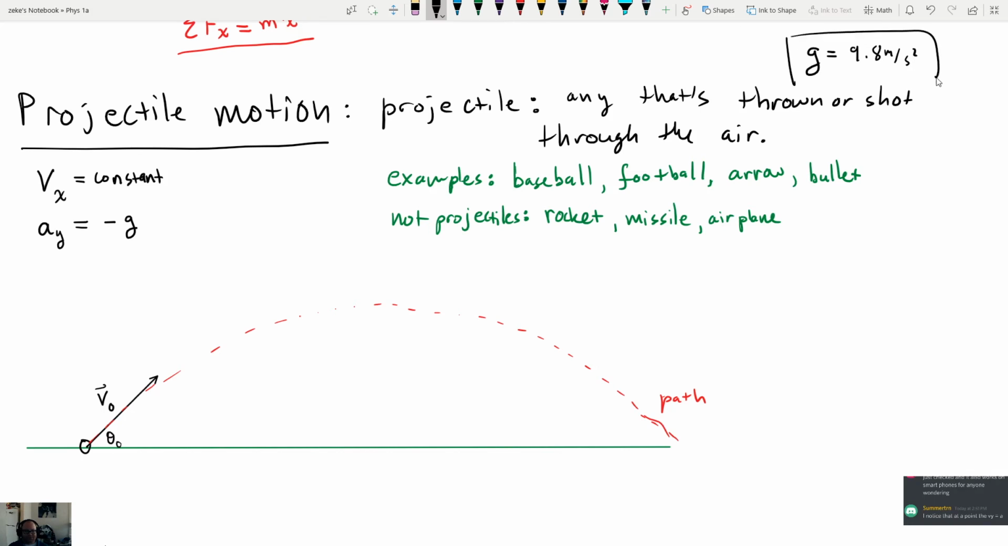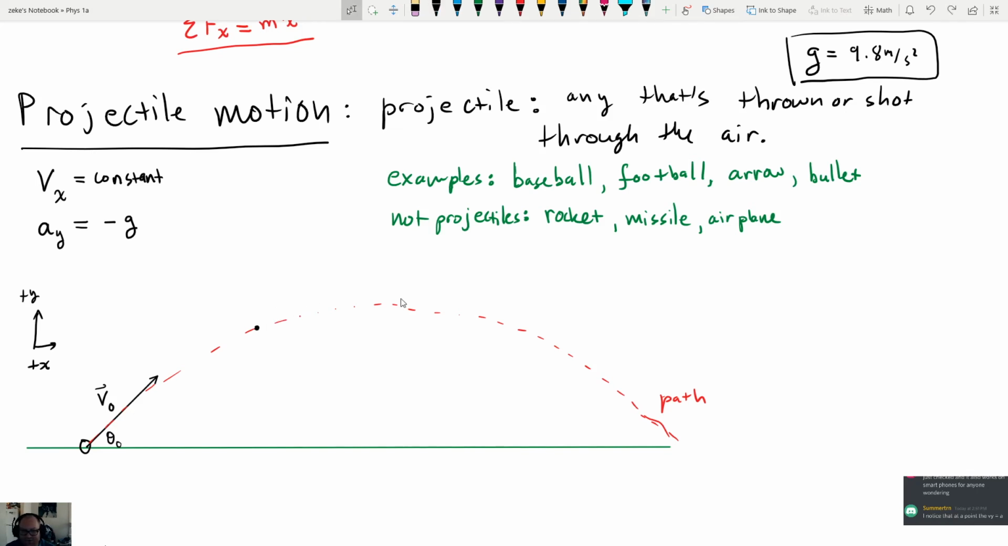Notice that I'm saying g is a positive quantity, but I'm saying the acceleration is negative g. Oh, and this is positive y. This is positive x. All right. If I choose some point on the path right here, this is going to be the direction of my velocity vector.